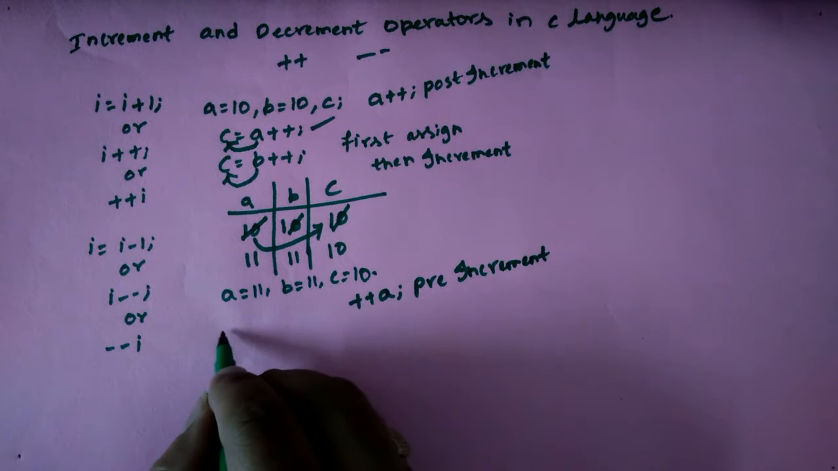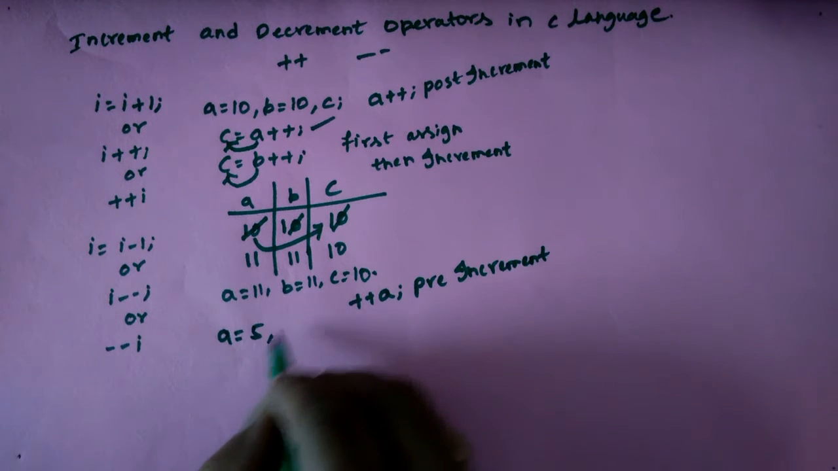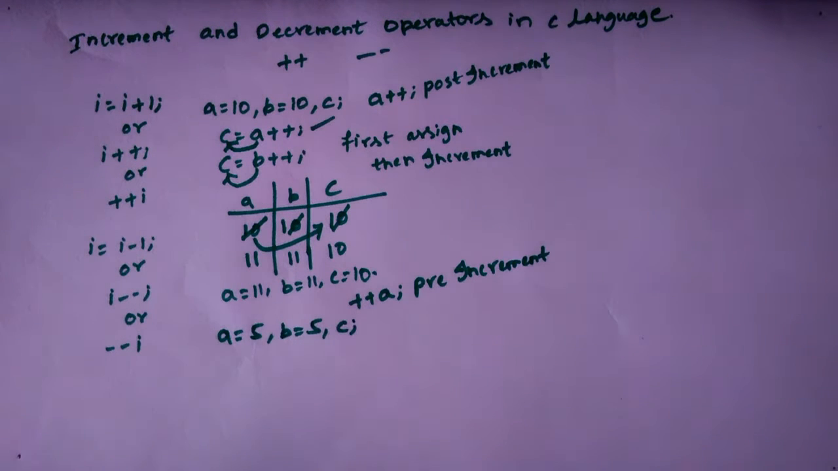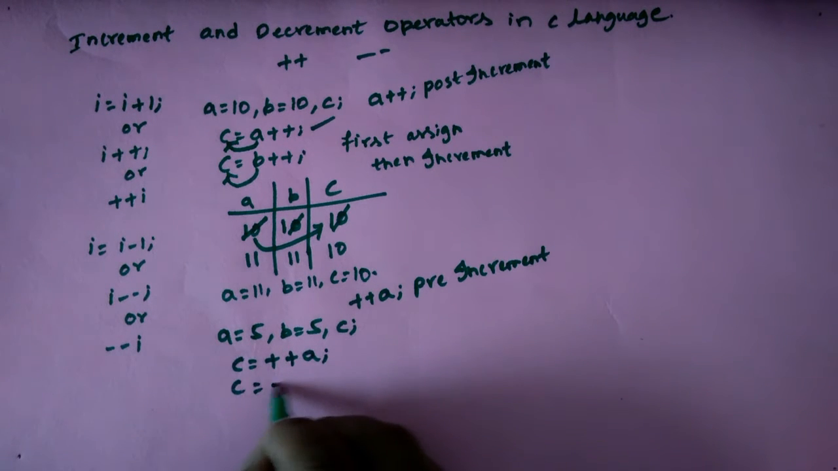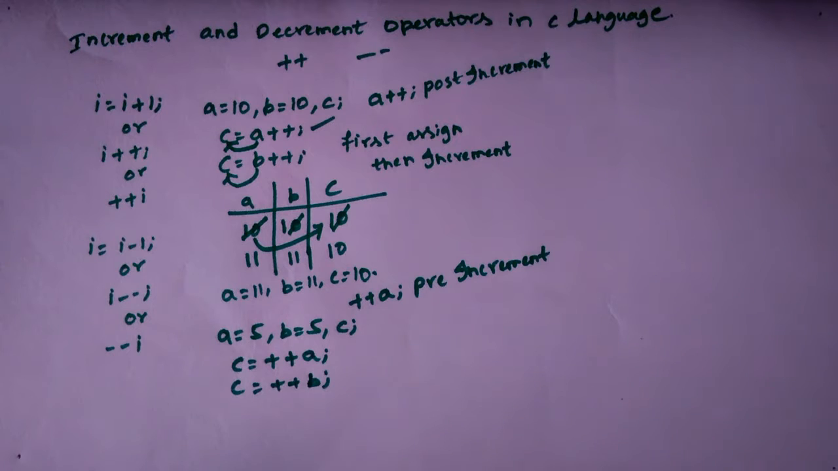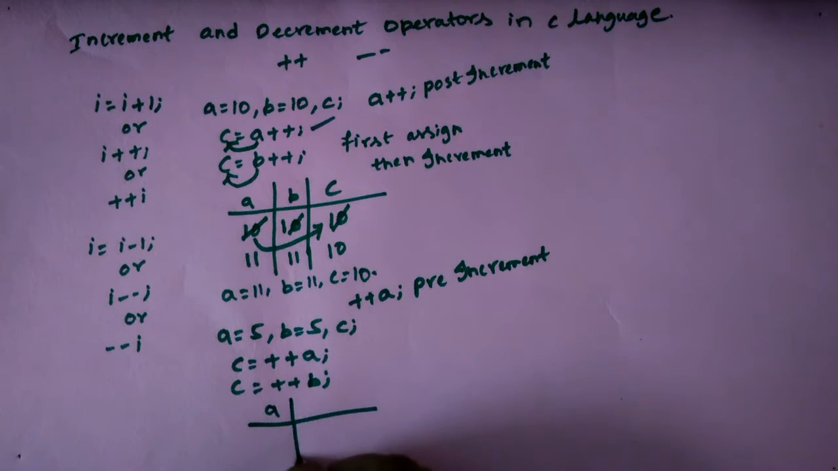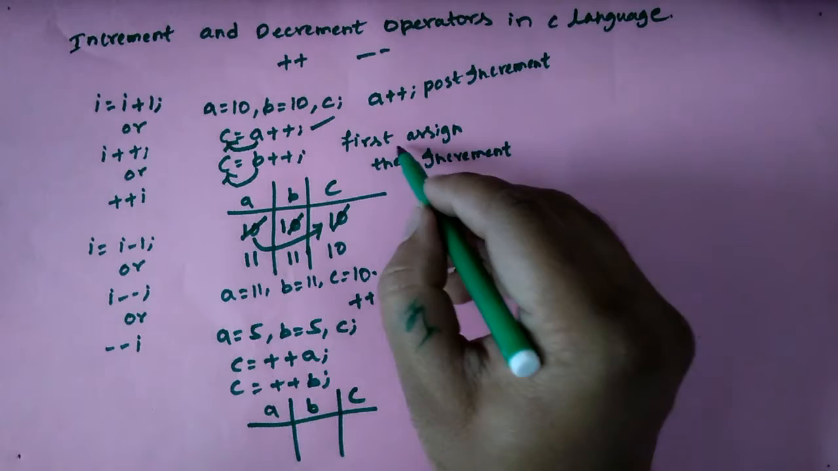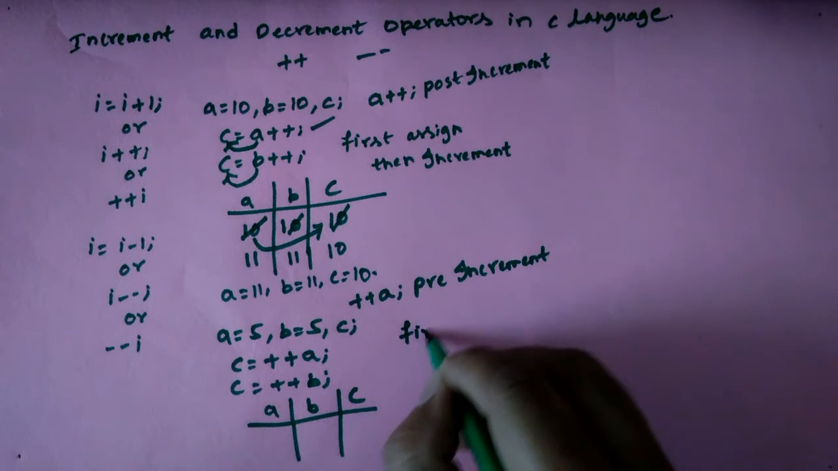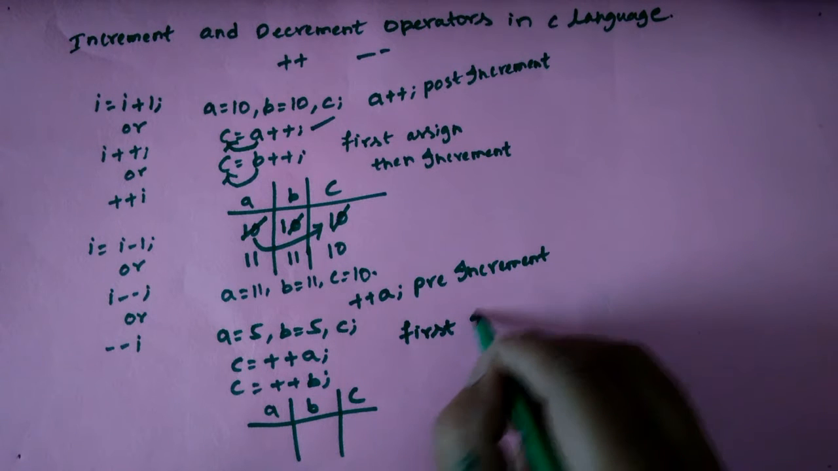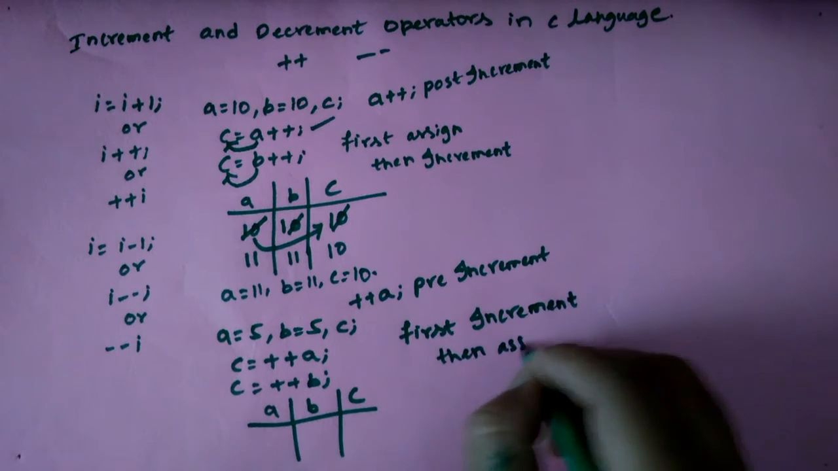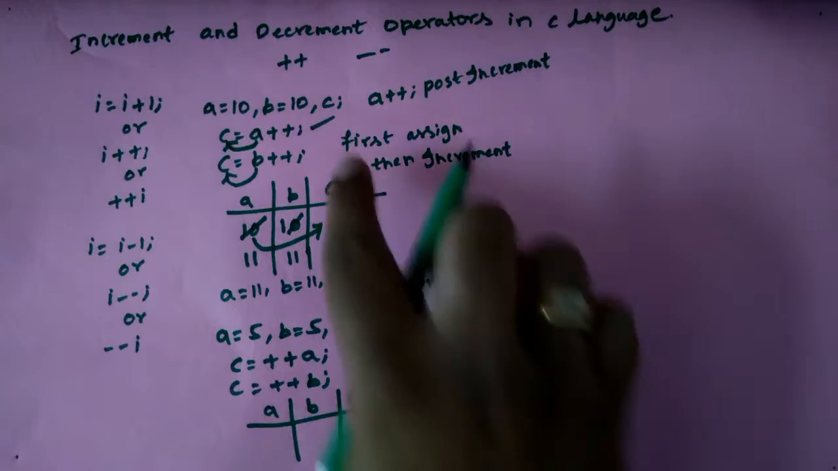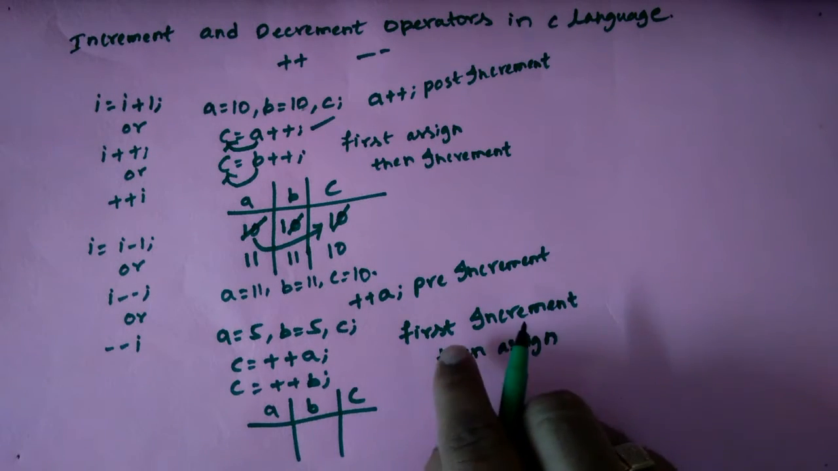Now another example, A is equals to 5, B is equals to 5, C. Here I'll write equation C is equals to plus plus A, C is equals to plus plus B. Then I'll try to resolve this. Here we had first assign. Now here we will have first increment, then assign. It is quite reverse to this one. Here we are first assigning, then we are incrementing. Here we are first incrementing, then assigning.